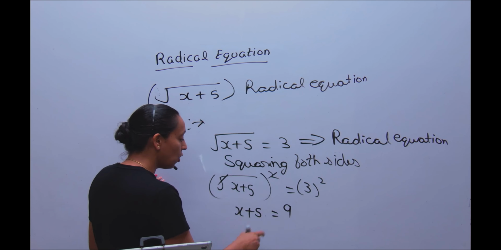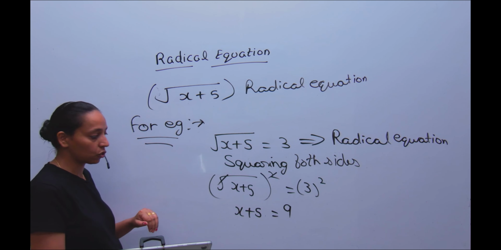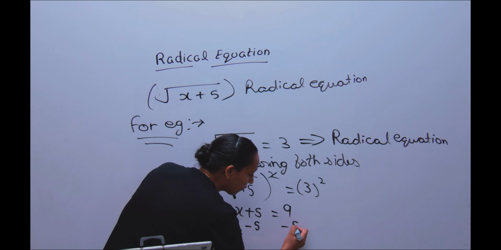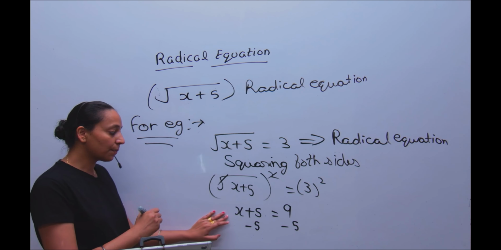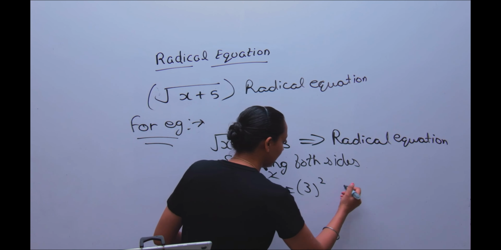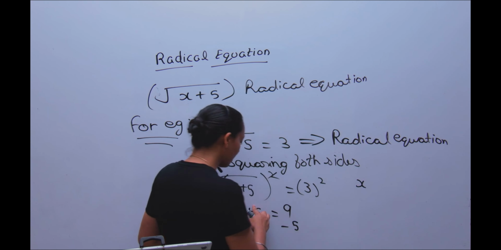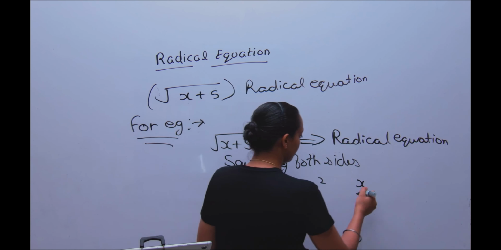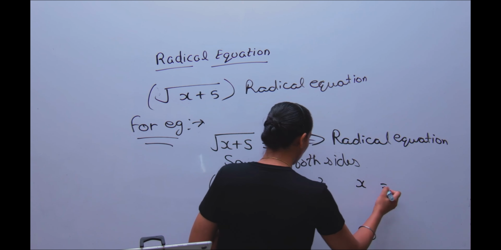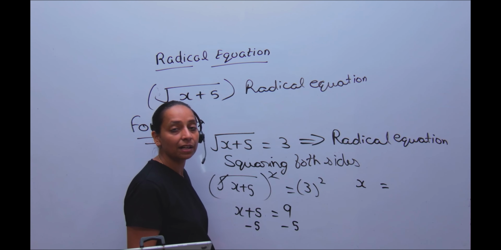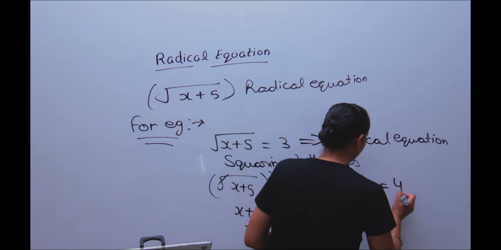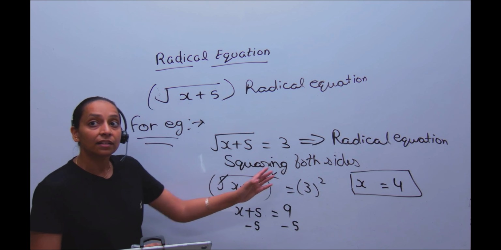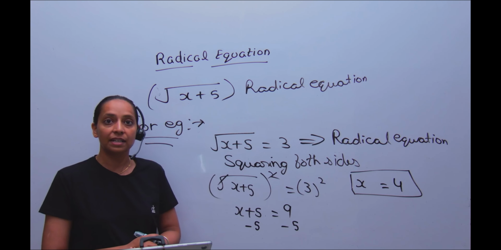Yes, good. Now we can solve this simple equation. We subtract 5 from both sides. When we subtract 5 from both sides, what do we get? x plus 5 minus 5 is 0, so we write x only, and 9 minus 5 becomes 4. Yes, 9 minus 5 is equal to 4, and this is our answer. So this is the way we can solve a radical equation.